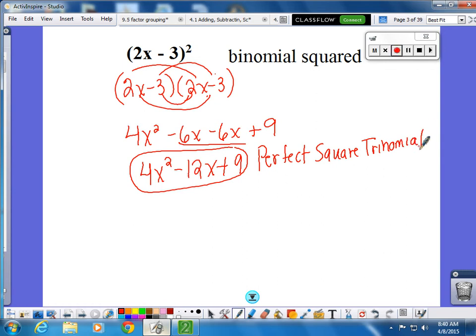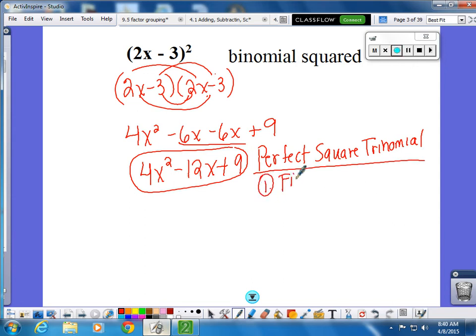And when we were multiplying at the first part of the chapter, this is the kind of problem that we did. We had a binomial squared, we had a perfect square trinomial. All right, so in today's lesson we're going to go backwards, okay? So how do you recognize a perfect square trinomial? There are three tests.